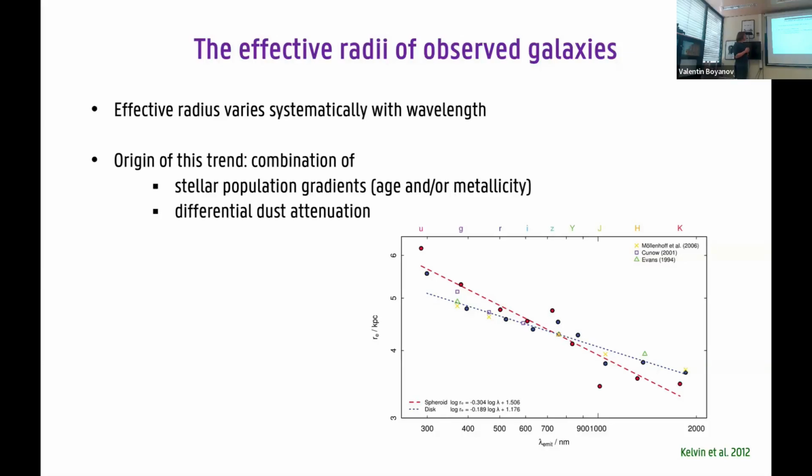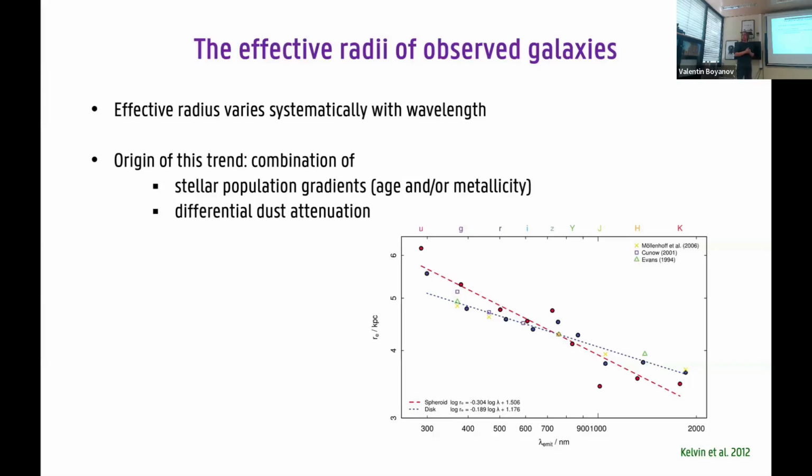One of them is gradients in the stellar populations. In the typical image of a spiral galaxy, you have a blue disk and a red bulge, and of course, if you look at redder wavelengths, you primarily see the central bulge, so it appears relatively small. If you look at blue wavelengths, you mainly see the disk, and it is larger. So it's a natural way, if you have stellar population gradients, that your galaxies appear smaller in redder bands than in blue bands.